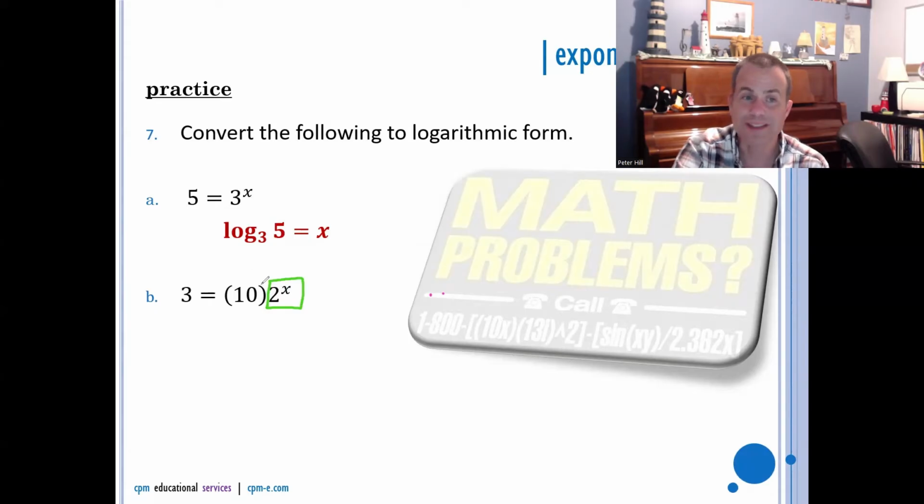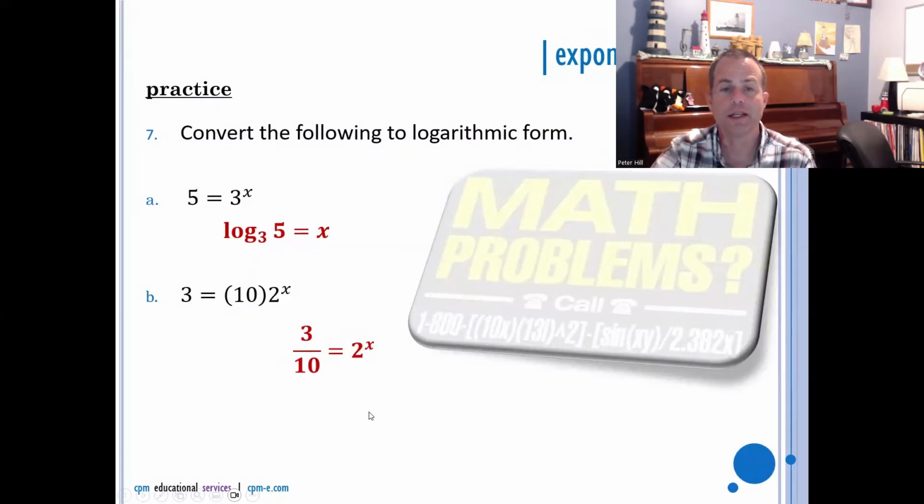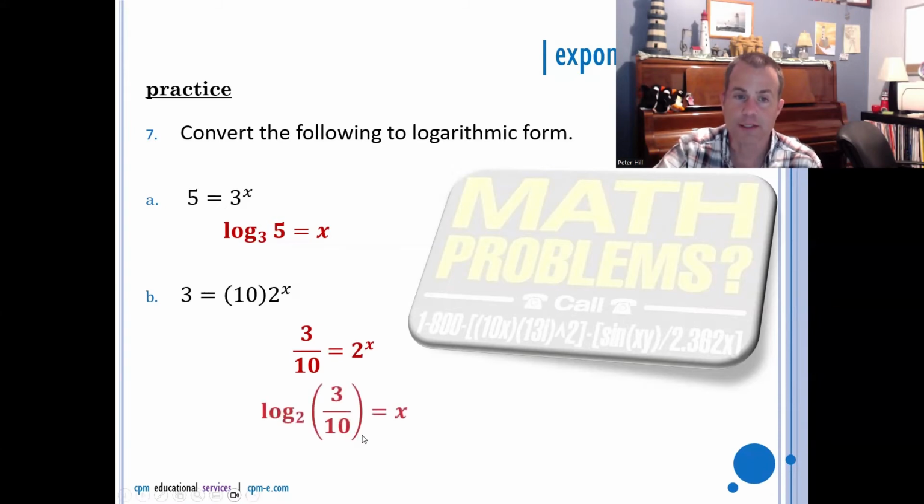Okay, so let's get rid of the 10. The only way we can get rid of the 10 would be through dividing both sides by 10. So if we divided both sides by 10, we'd have 3 over 10. Then I can switch to log form. My base is 2, so it'd be log base 2 of 3 over 10 equals x.